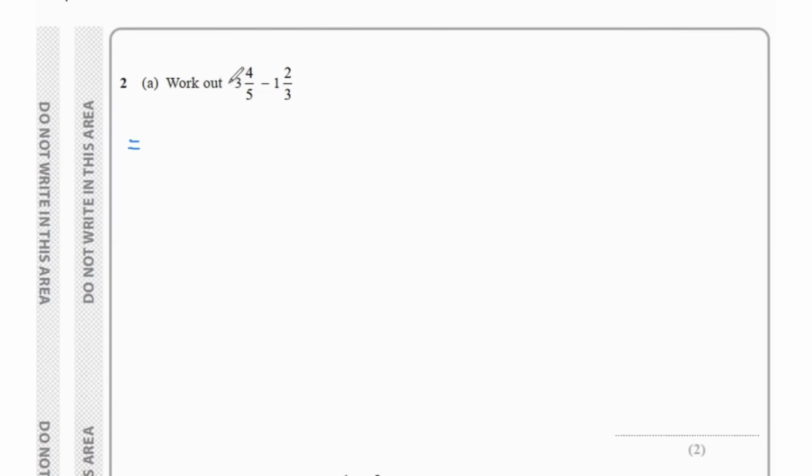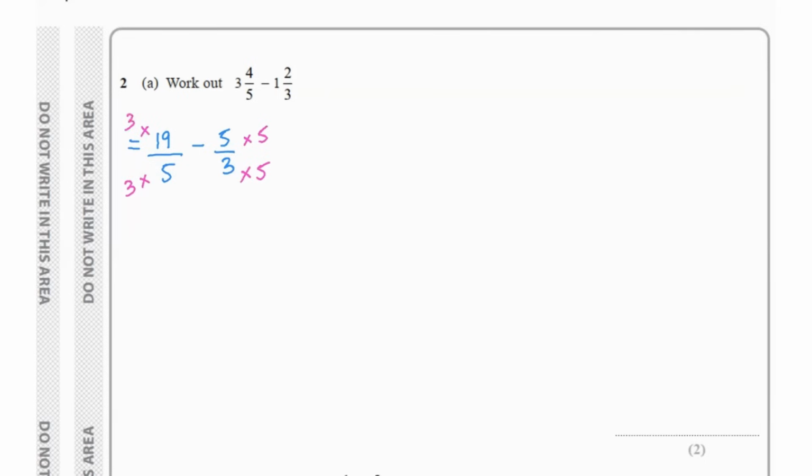5 times 3 is 15. 15 plus 4 is 19. So 19 over 5. Minus: 3 times 1 is 3, plus 2, 5. So 5 over 3. Next step is to see whether they have like denominators or unlike denominators. Since these two fractions have unlike denominators, we need to make the denominators equal. To make the denominators equal, we will multiply the second fraction by 5 and the first fraction by 3.